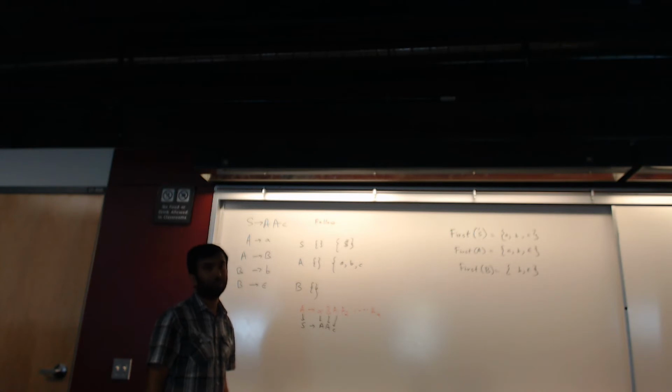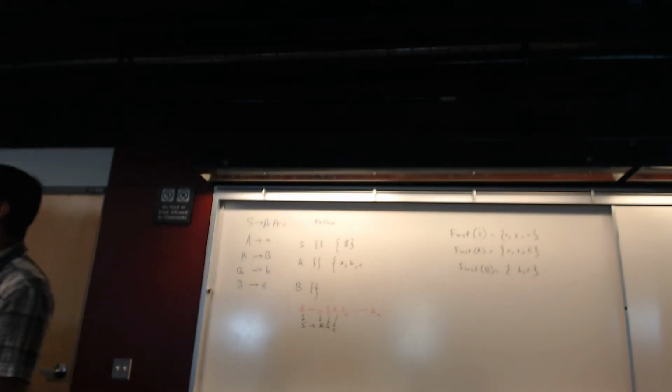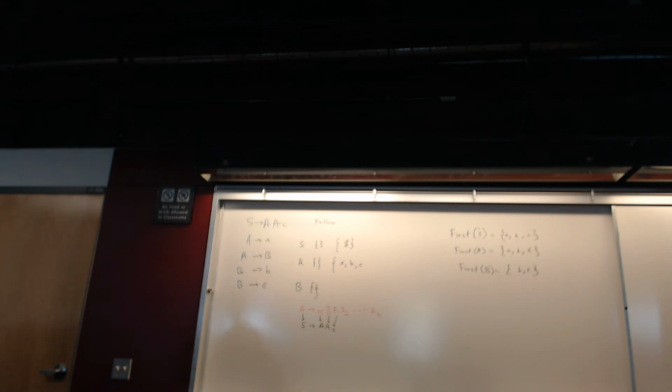Is the capital B in the rules just a non-terminal, or is everything like A a non-terminal? No, in this case, when we are computing follow sets, capital B has to be the non-terminal that you are interested in. But the A's can be anything. Capital B has to be the non-terminal that you are interested in.